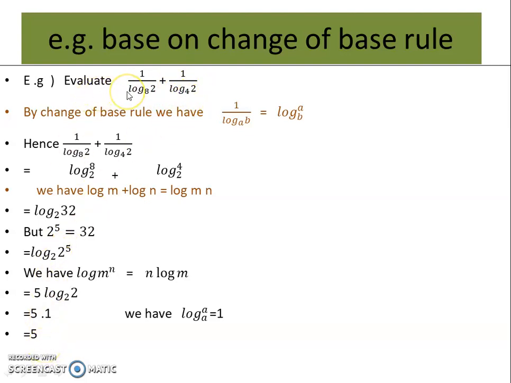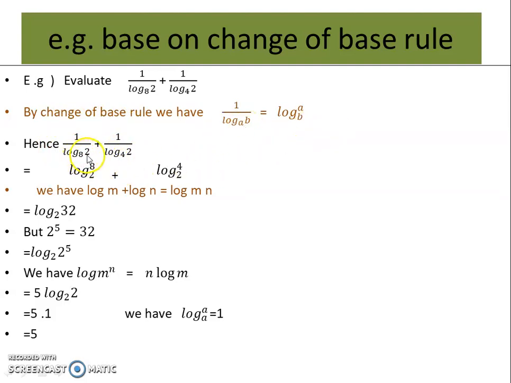I explain this type of example again. They give: evaluate 1 upon log 2 to the base 8 plus 1 upon log 2 to the base 4. In this example, we observe that both terms have the same number in the denominator but the base is different. So we can apply the change of base rule: 1 upon log b to the base a can be interchanged to log a to the base b. Hence, we get each term completely simplified by the change of base rule.